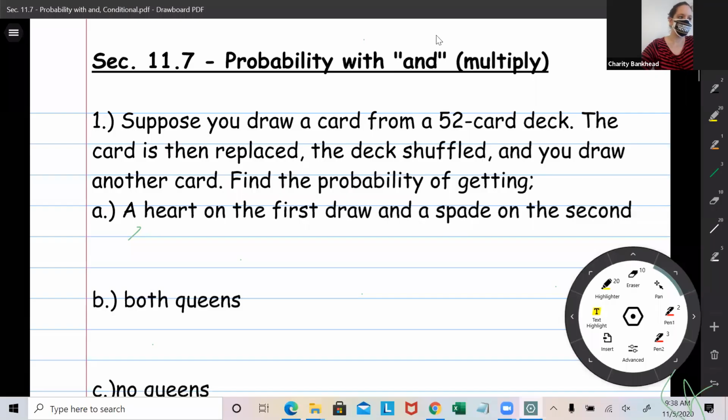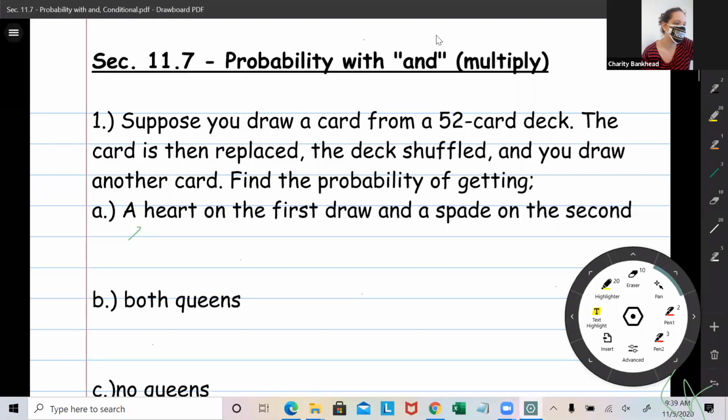All right, so we are on 11.7 today. So this is more probabilities. Now we're going to talk about probabilities where you have something and something else both happening. So basically when you have "and", or you have multiple things, you want to know the probability of all these things happening, then you just multiply the probabilities together.